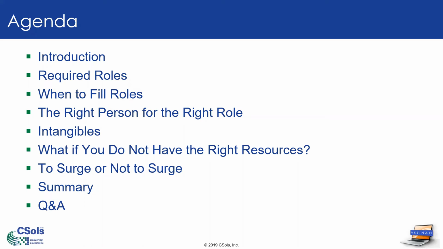We're going to talk a little bit about intangibles that companies should be looking for when looking at these types of roles and people. And then we're also going to talk about what if you acknowledge that you don't have the right resources, what can you do? We're also going to talk about the surge or not to surge of resources toward a project. I'm going to summarize it at the end, and then I'm going to field your questions.